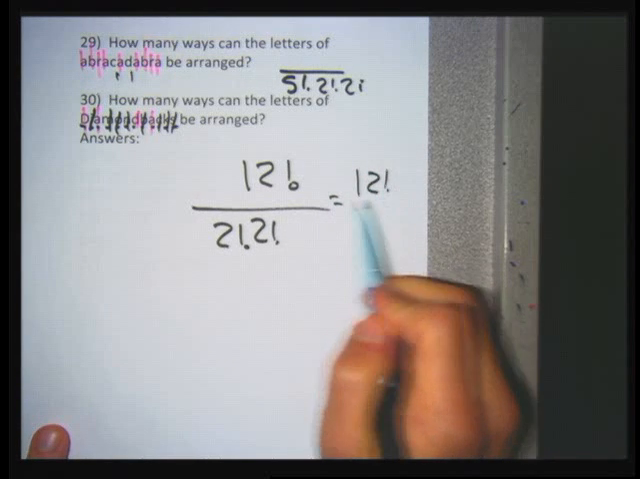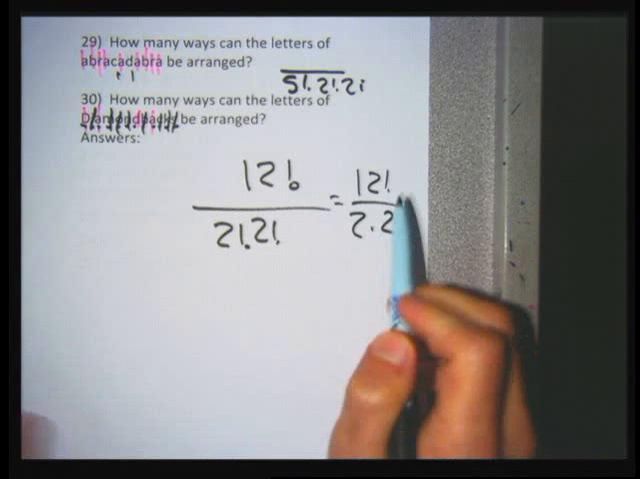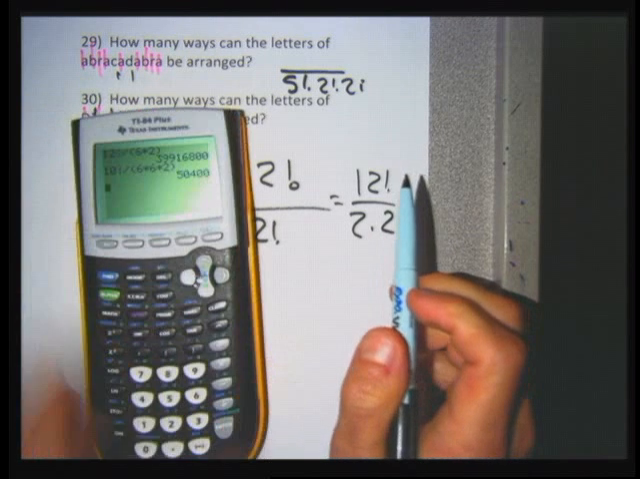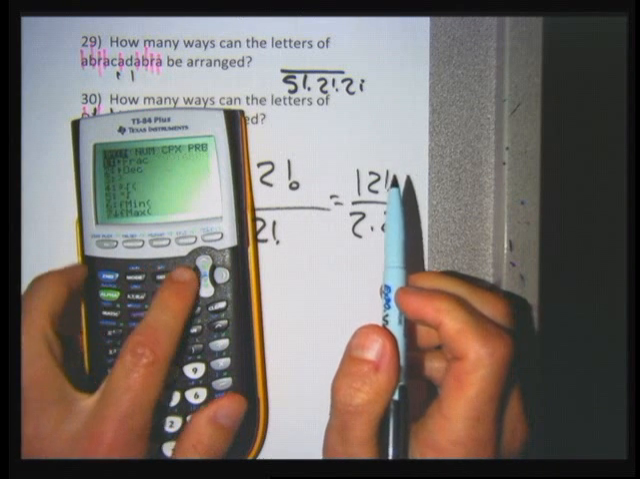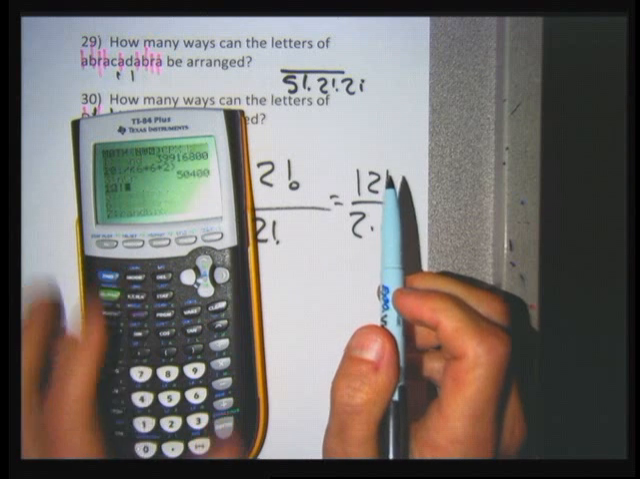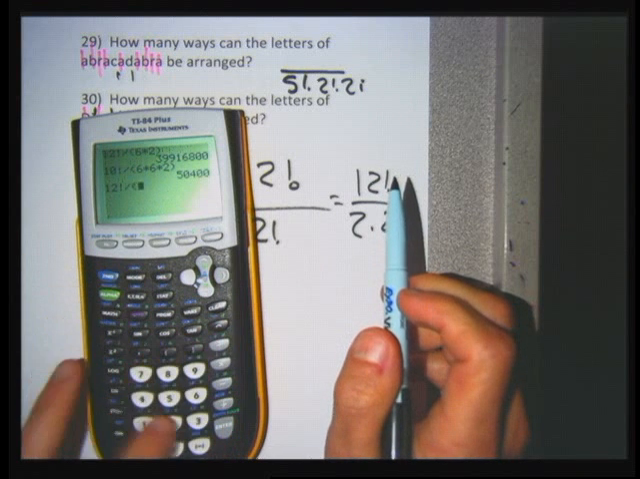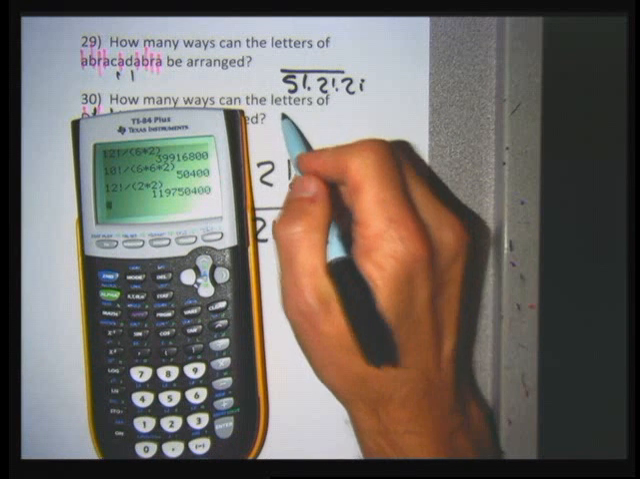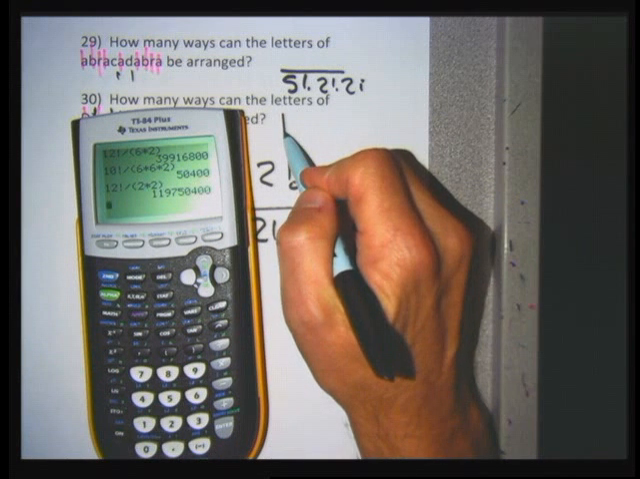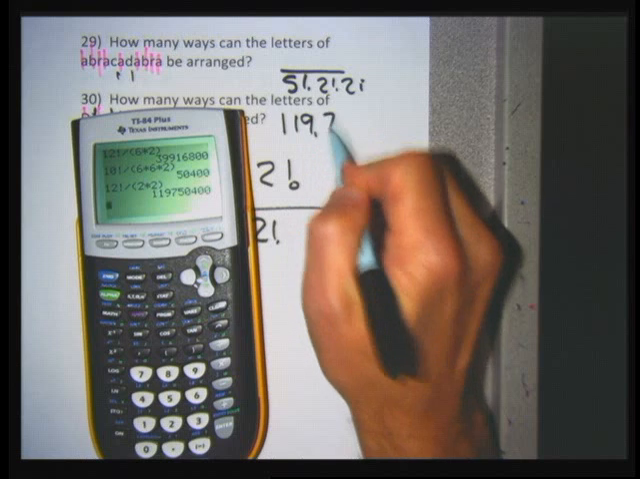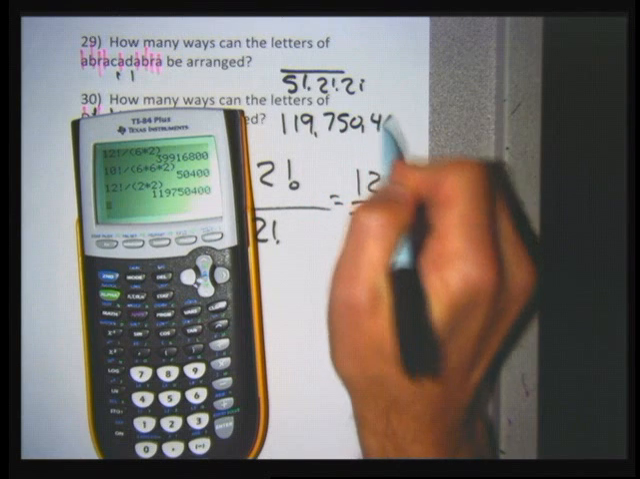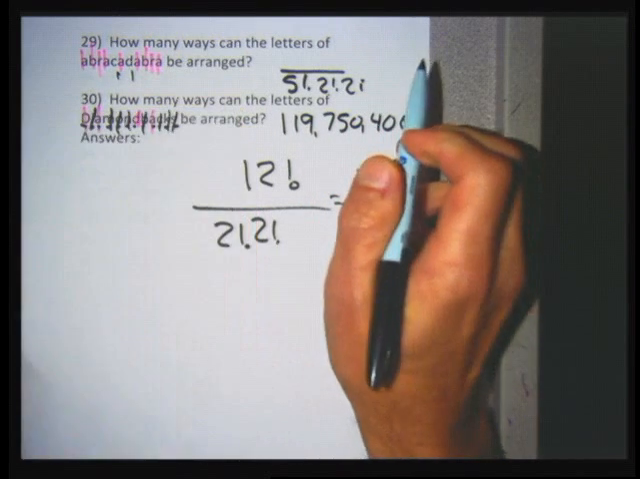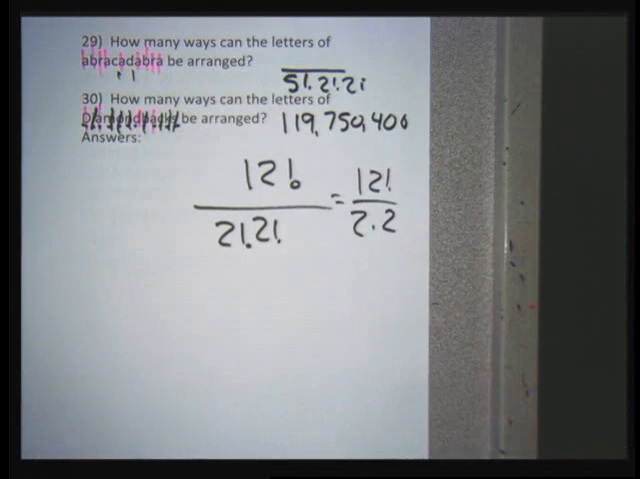So mine's going to be 12 factorial over 2 times 2, because 2 factorial is 2. So 12, math, probability, factorial, divided by parentheses 2 times 2, and oh my lord, I get 119,750,400 different ways to rearrange the letters of Diamondbacks and have them look different.